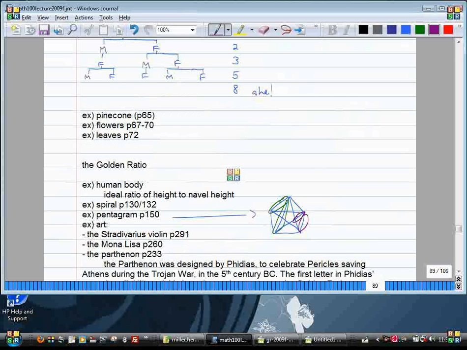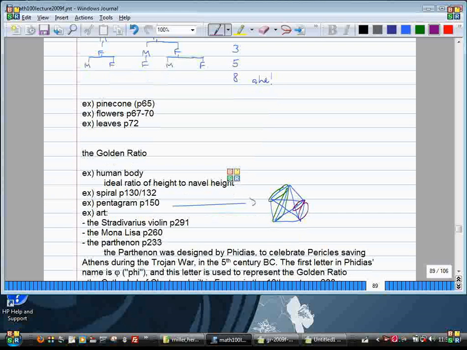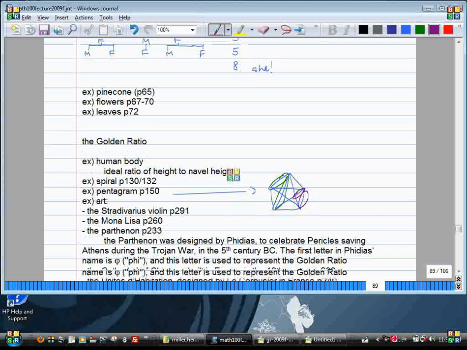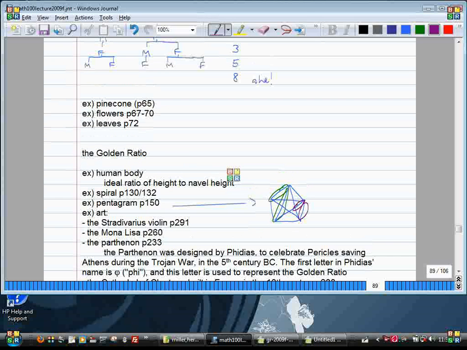And I'll show you the picture next time, and perhaps when you see the picture, you'll recognize it. It's this old-looking building. It's got columns in front with a triangle on top. You'll see a picture. Okay. So the first letter in Phidias' name is what? He's Greek. So the first letter is called Phi. So because the golden ratio appears everywhere in the Parthenon, often the letter Phi is used to represent the golden ratio. So sometimes people will just, instead of writing 1 plus square root of 5 over 2, they'll just write Phi. And it comes from Phidias. Okay.